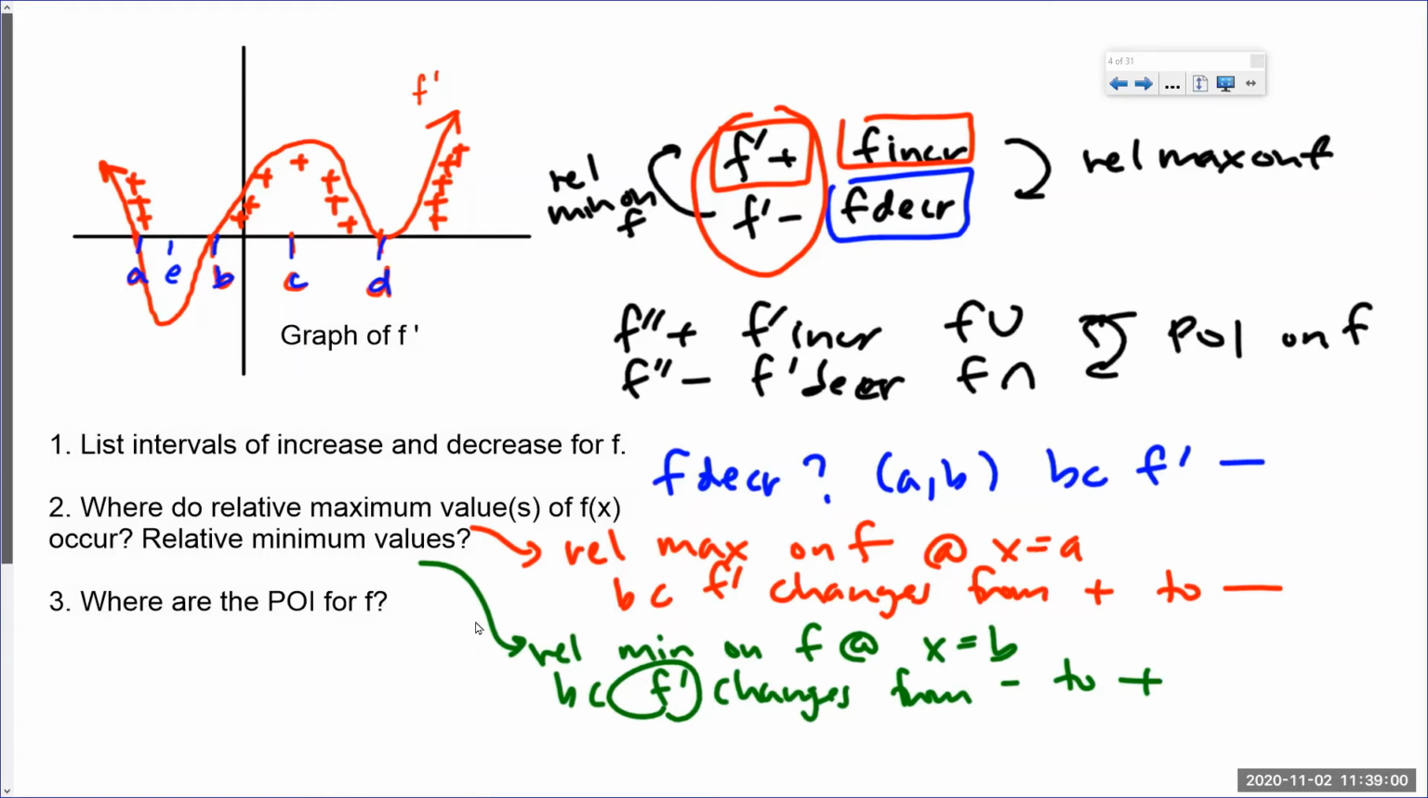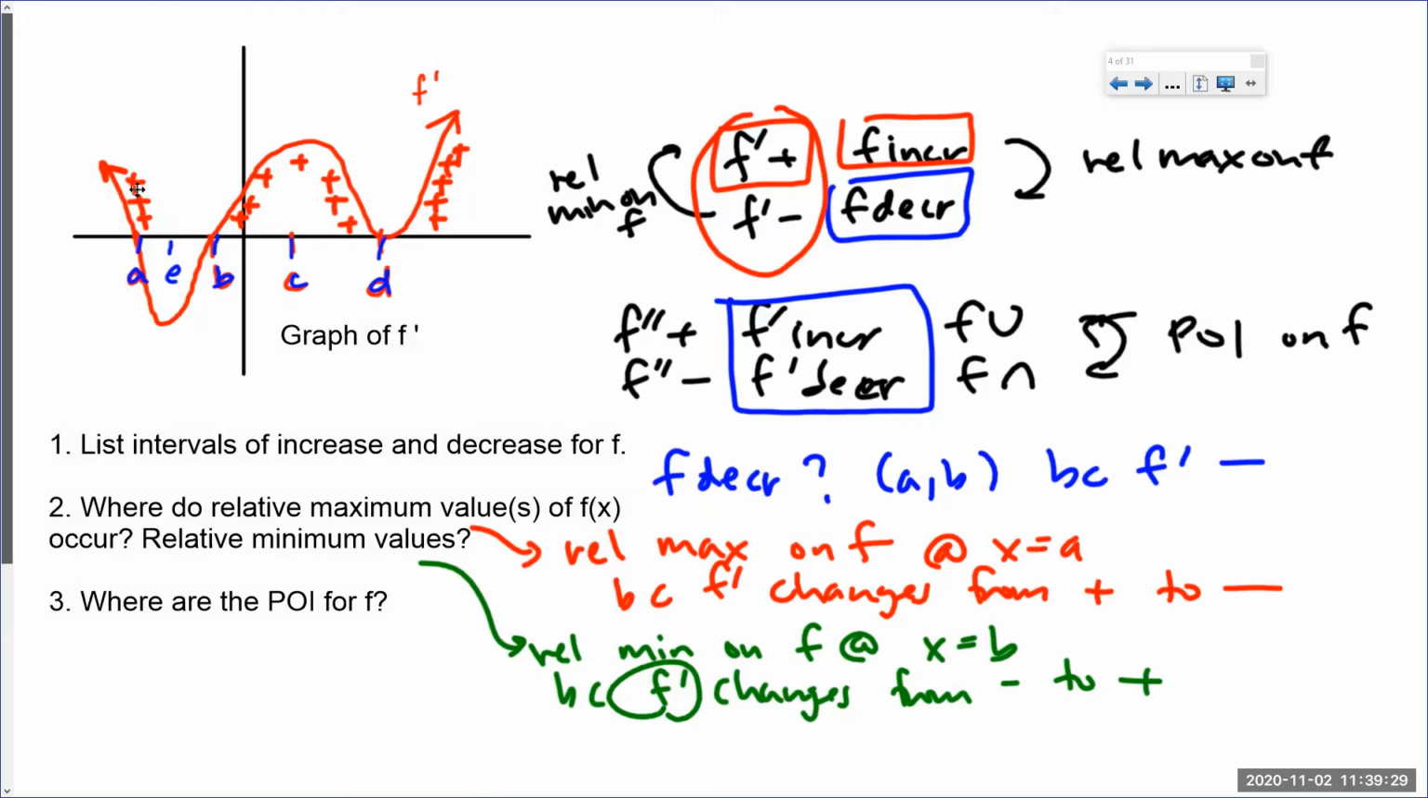So where's the POI? The POI on F happens when F prime does what? Not changes signs, but changes from increasing to decreasing or decreasing to increasing. Does that make sense? It's not where F changes from concave up to concave down. Well, it is, but this is not a picture of F, so I can't use this. And F double prime, I can kind of use it, but not really. F double prime is not this picture, okay?